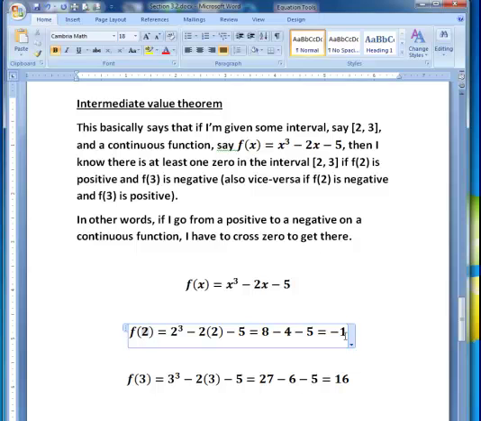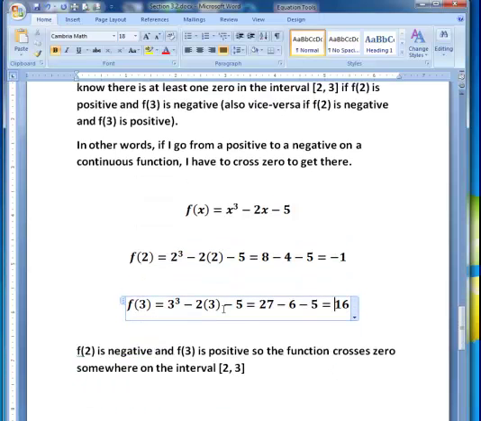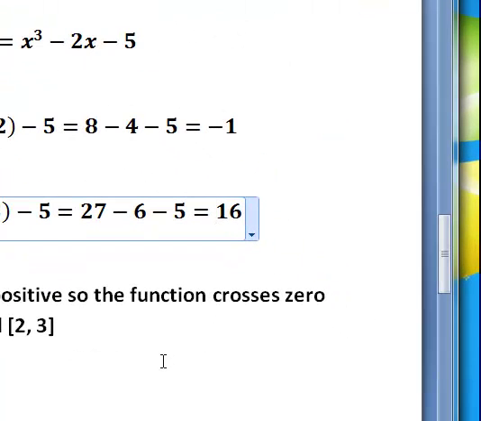I'm below the x-axis. If I plug in 3, f of 3 is 3 cubed minus 2 times 3 minus 5, which is 27 minus 6 minus 5, which is 16, which is above the x-axis. So f of 2 is negative, f of 3 is positive. That means somewhere in between 2 and 3, I had to be equal to 0. So somewhere in that interval, 2 to 3, the function crosses 0, or the function has a root. And that's what the intermediate value theorem is trying to get at.